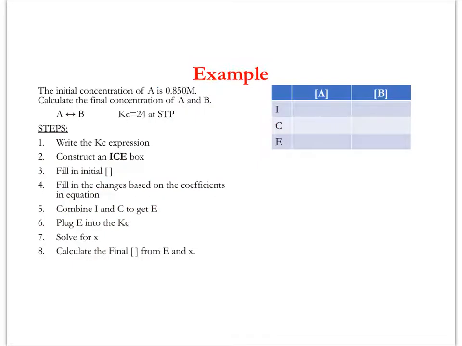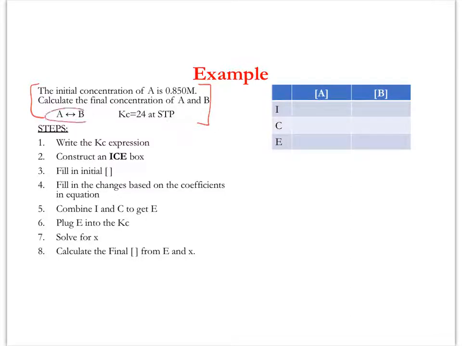So let me show you how this works with a couple examples. And again, we're going to go over this in class and solve these problems in class together, but I want you to understand the format and how to set these things up before we get going. So the setup for this particular problem, we're given the initial concentration of substance A, 0.85. Calculate the final concentrations of A and B.